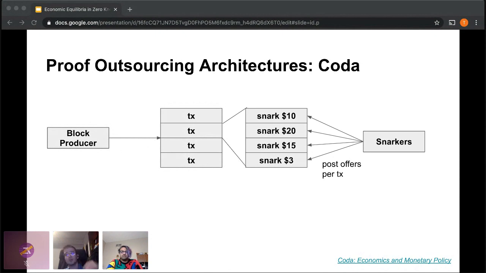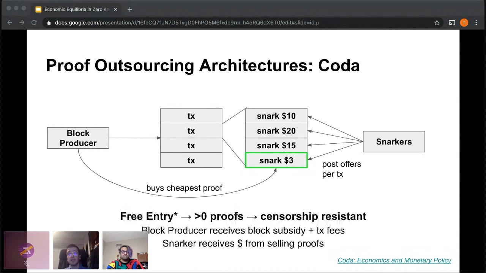And you have these parties called snarkers that are watching for transactions, which then generate proofs over the transaction, and they post a snark along with their offer. And then the block producer looks at the order book and chooses presumably the cheapest snark from that order book. And that transaction gets included. And the whole idea here is that if there is free entry to the snark market, there will always be at least one proof per transaction. So the system will be censorship resistant, at least from the side of the snarkers.